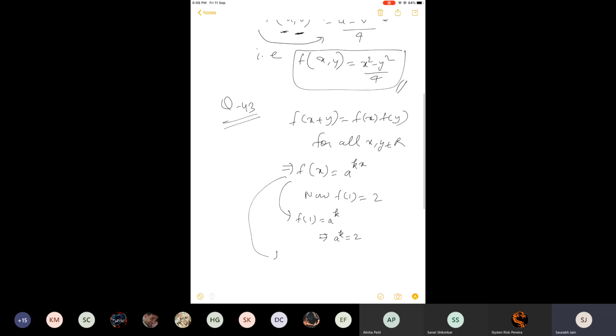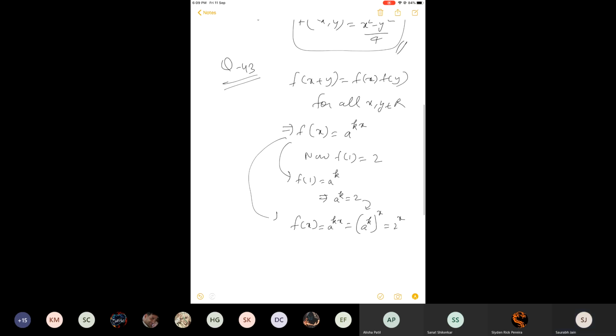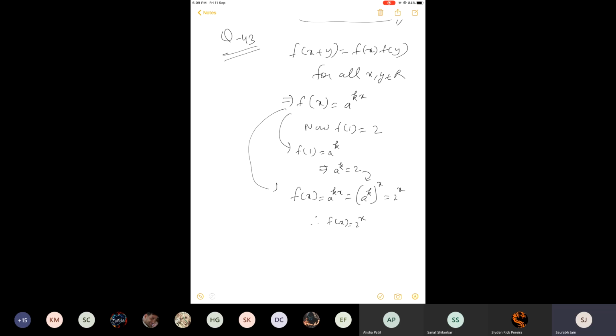Now if we look at this expression a to the power kx, if we use exponents, it is actually a to the power k, to the whole power x. And now we can put this value here. So we have the function now. The function is 2 to the power x. Now let us see what the question is. The question is sigma k equals 1 to n of f of a plus k. So if this is f of x, what is f of a plus k? f of a plus k means 2 to the power a plus k.